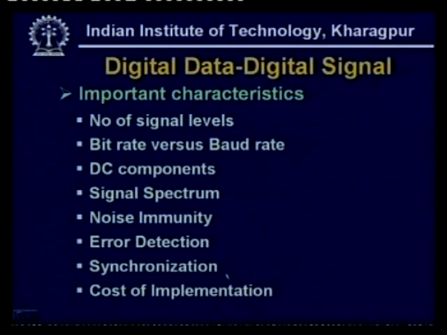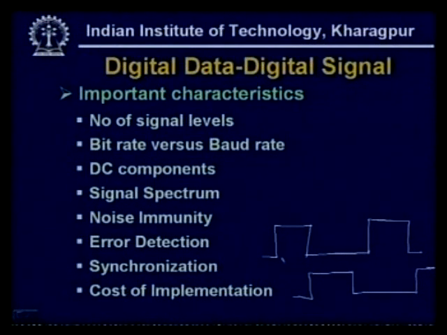Then comes the question of synchronization. As we shall see, we shall be sending a signal. Say this is sent by the transmitter. We want the same thing to be received at the receiving end, but if the positions are not matched, the receiver must be able to identify when the signal is going from low to high or from high to low. That means these positions have to be identified at the other end.